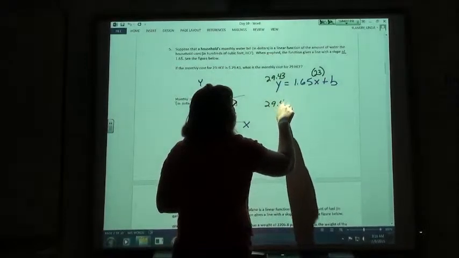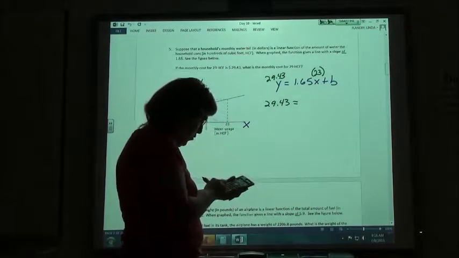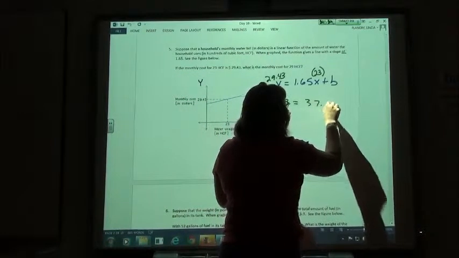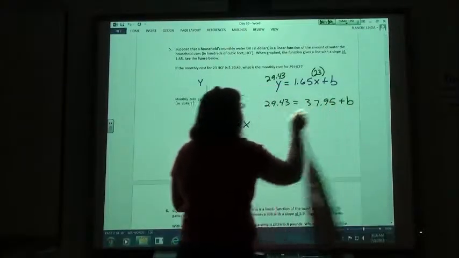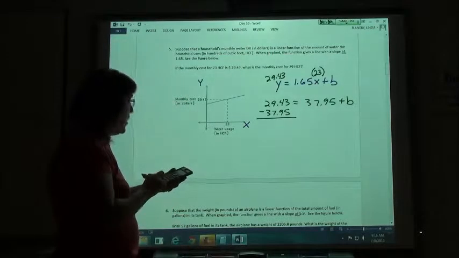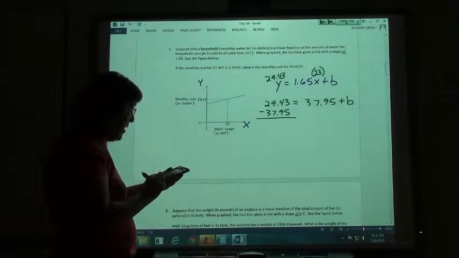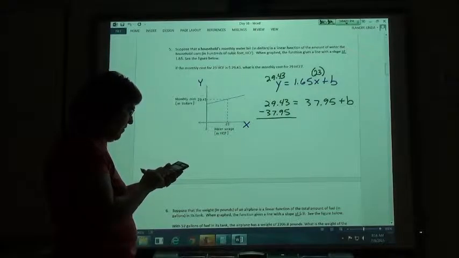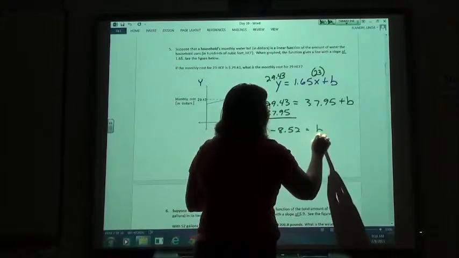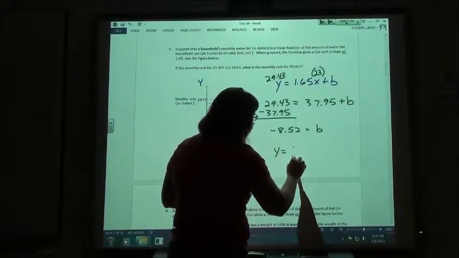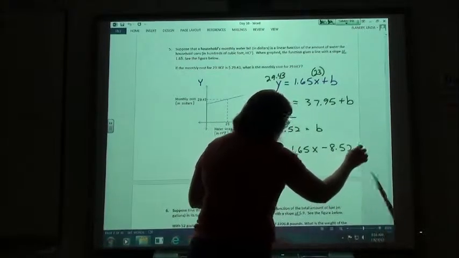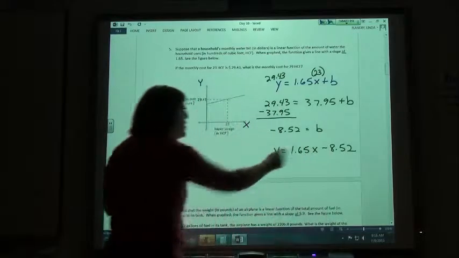So 29.43 equals 1.65 times 23, which is 37.95, plus b. I'm going to then subtract my 37.95. So 29.43 minus 37.95 gives me negative 8.52 for my b value. So y is going to equal 1.65x minus 8.52. So now I have the equation of my line.